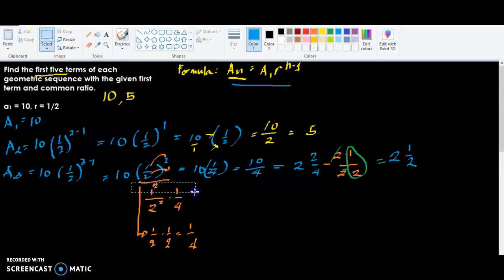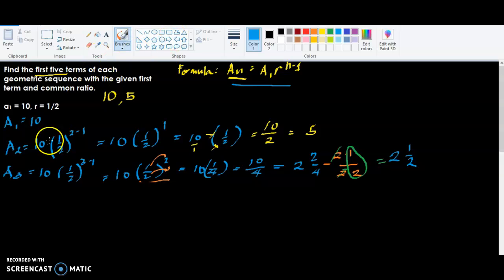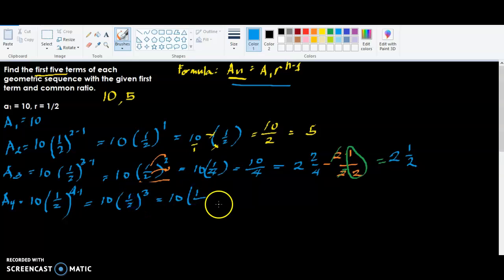Next, let's move on to the fourth term. For the fourth term of this pattern, we have 10 times 1/2 raised to 4 minus 1. It's equal to 10 times 1/2 raised to 3, because 4 minus 1 is equal to 3. So we have 10 times 1/2. We are multiplying 2 by itself 3 times and 1 by itself 3 times. So we have 1 times 1 times 1, that is 1. 2 times 2 times 2, that is 8. Right? That is 2 cubed. 2 cubed is 8.